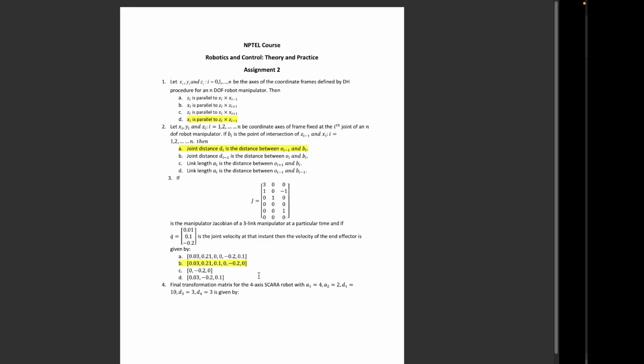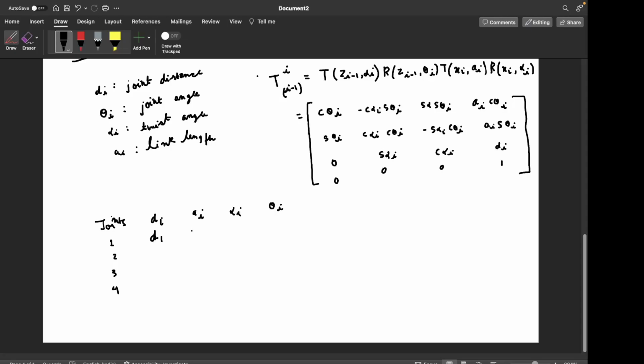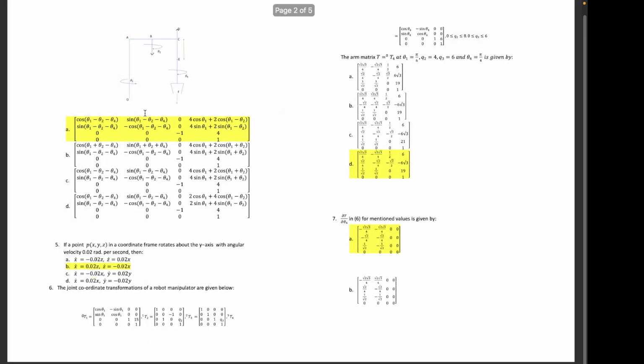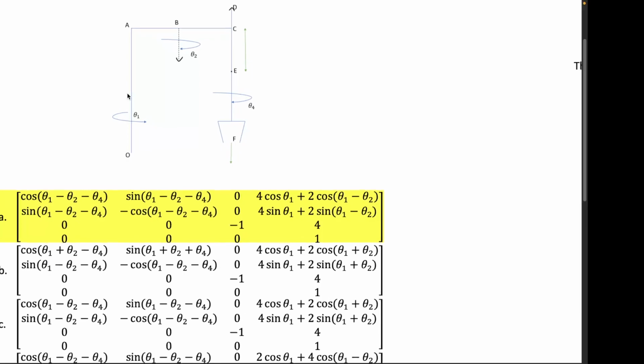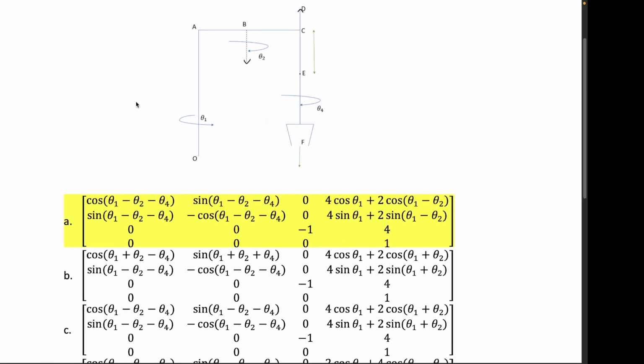Okay, so now the ai is the link length parameter. So for the first case, this will be a1 itself, right? Twist angle is 0, and since rotation is theta 1, we will be writing theta 1, right? Rotation is, yeah, here, so theta 1.